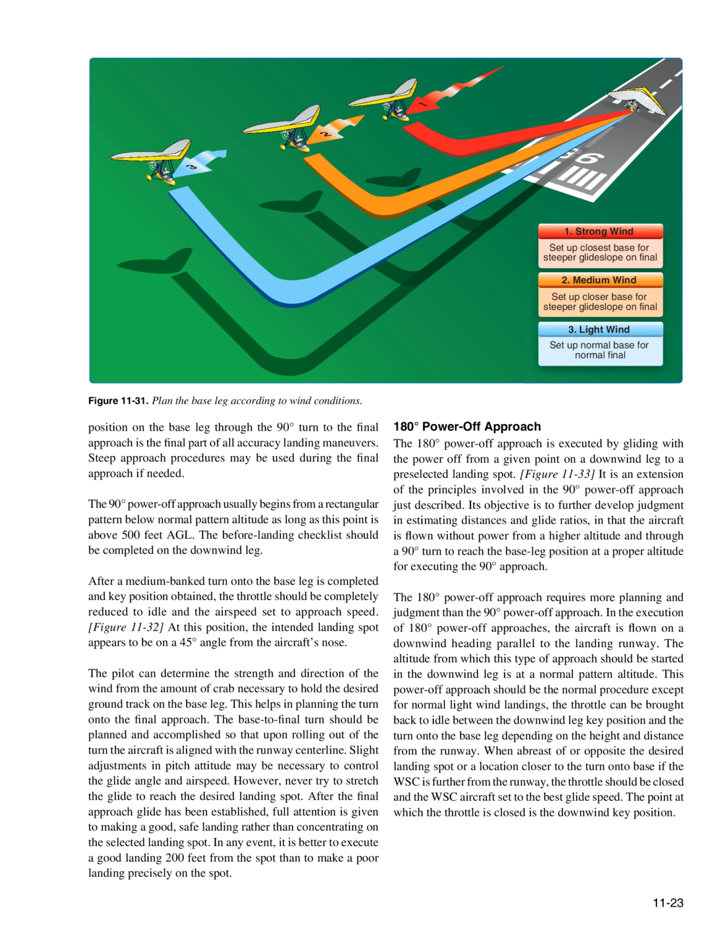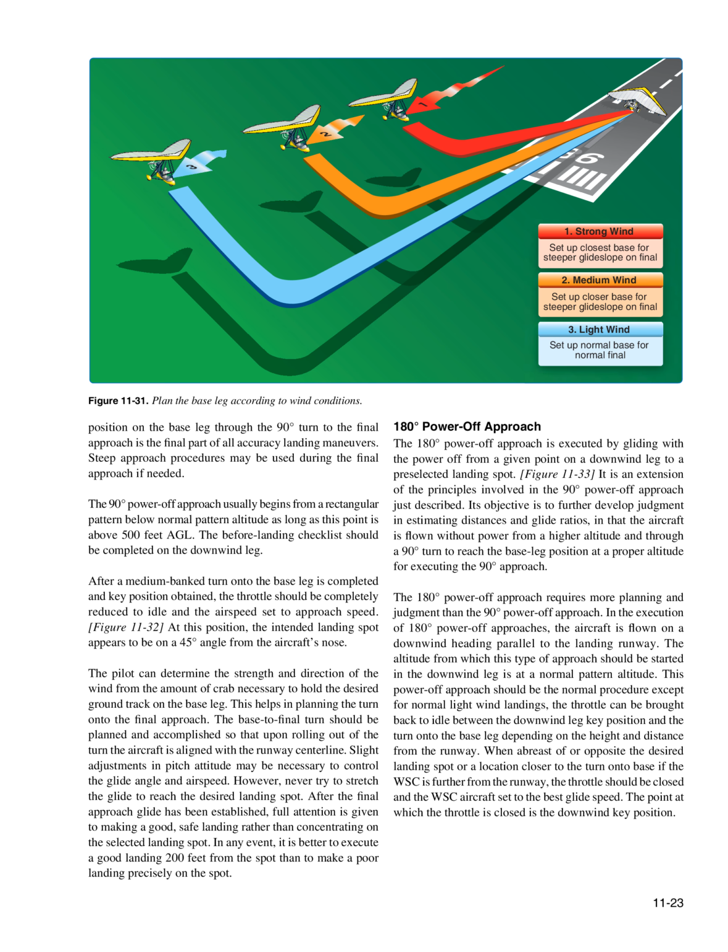The altitude from which this type of approach should be started in the downwind leg is at a normal pattern altitude. This power-off approach should be the normal procedure except for normal light wind landings. The throttle can be brought back to idle between the downwind leg key position and the turn onto the base leg, depending on the height and distance from the runway.